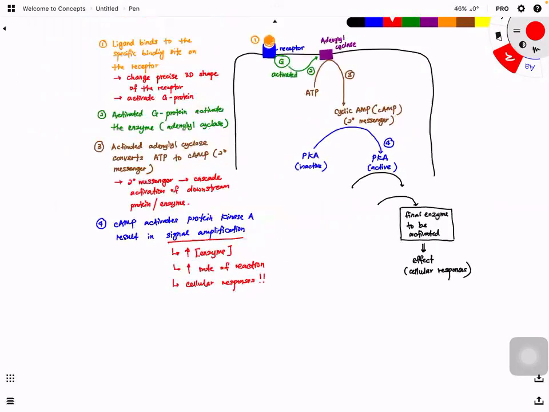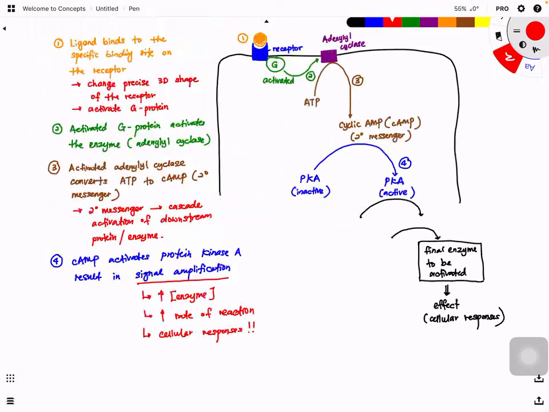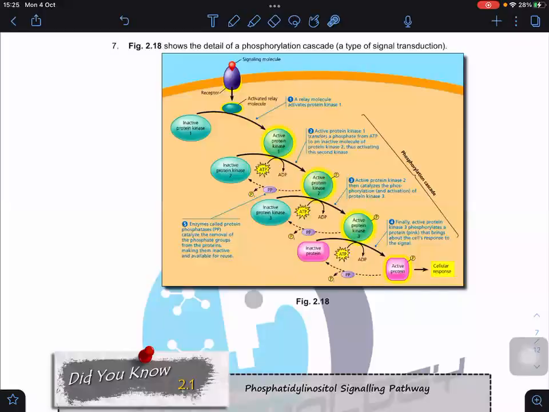So this diagram summarizes the entire process now. Okay, so this is the overall process. Can you see that the signaling molecule activates the relay molecule? So we have the cAMP, for example, and then we have the different active protein kinases, and after that we get the cellular response. So this we call phosphorylation cascades. In general, the phosphorylation cascade is a type of signal transduction.